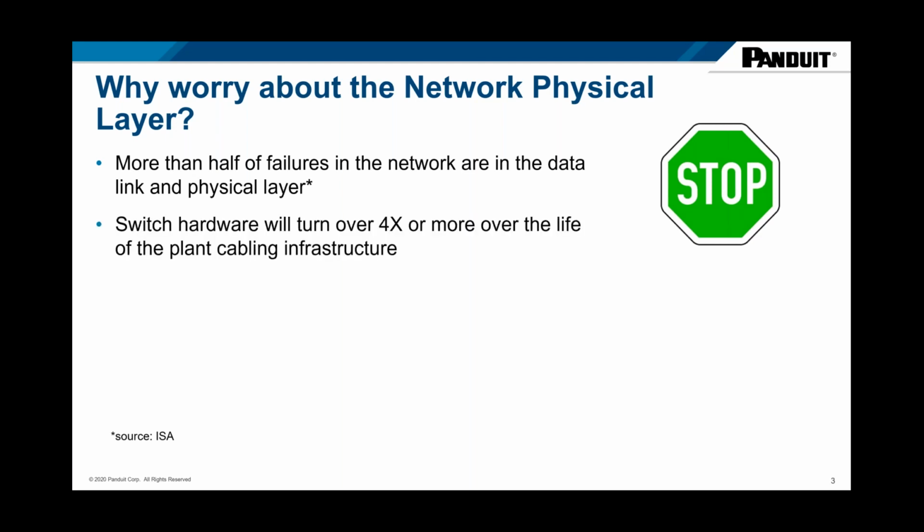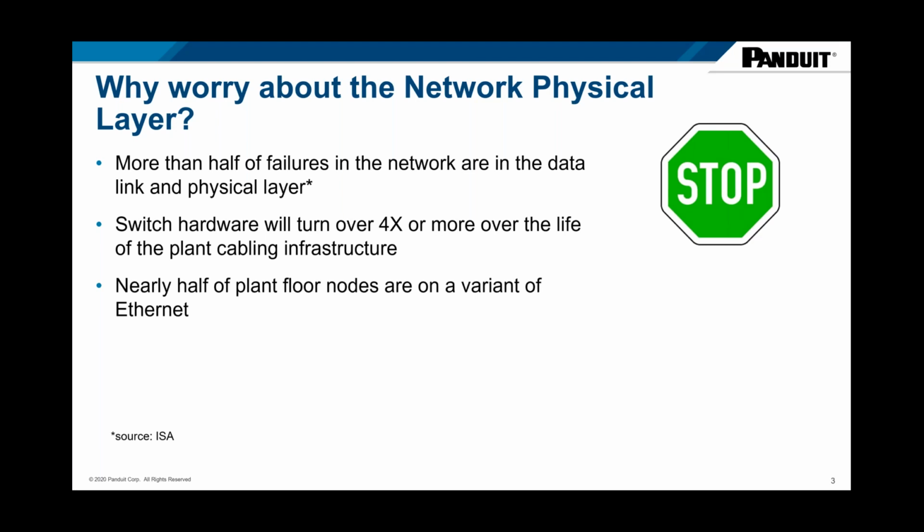The second point is that if we don't baseline the original cable installation, we don't know its capability when system growth and upgrades occur. You need to recognize that in all likelihood the network hardware, the switches, will turn over about 4 times over the life of the cabling. The cabling will be in there 20 years or longer, right? And the network switch hardware turns over about every 4 to 5 years. So consider that in your planning.